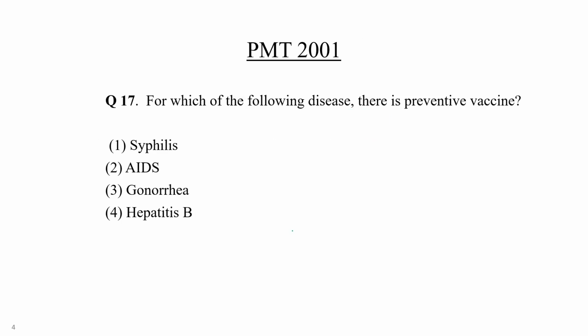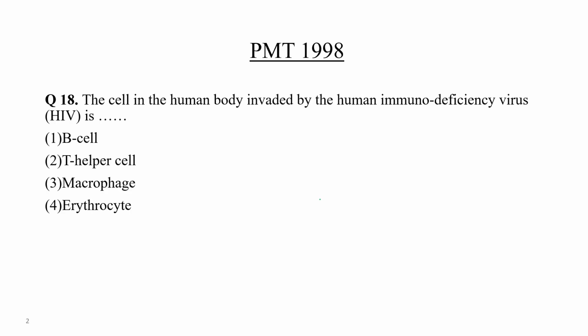Next question. Question number 17. For which of the following diseases is there a preventive vaccine? Syphilis, AIDS, gonorrhea, hepatitis B. Out of these four, a preventive vaccine is available only and only for hepatitis B, not for syphilis, AIDS or gonorrhea. Okay, so choice number 4 would be the correct answer.